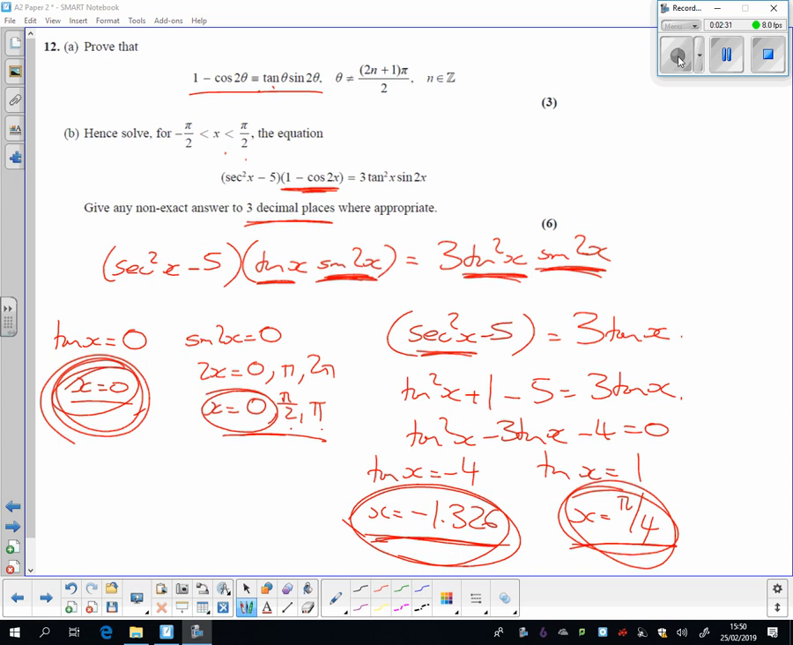Any other answers? Well, that one take away pi is out of range. That one add pi is out of range. I think that's all of them, and we've already checked those ones there.